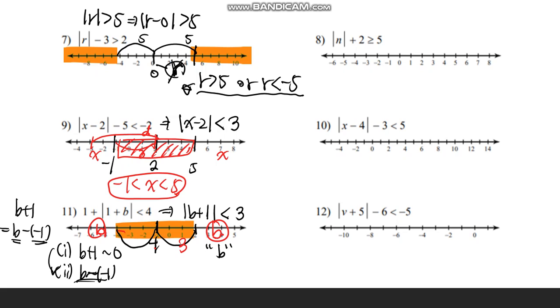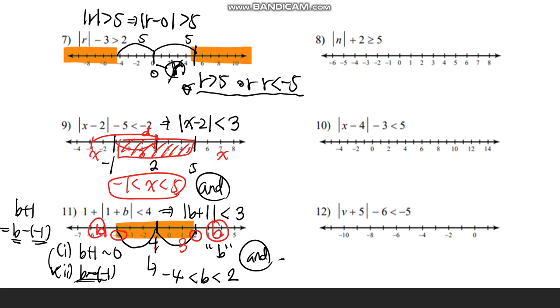Therefore, looking at it, this is -4 and this is 2. Therefore, the answer here is -4 < B < 2. So B should be stuck in between -4 and 2.